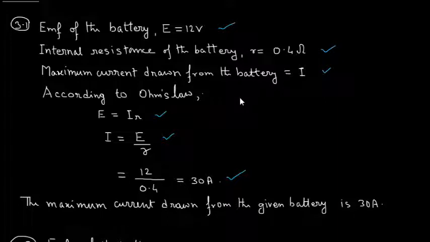So the solution is: EMF of the battery E is equal to 12 volt. Internal resistance of the battery r is equal to 0.4 ohm. Maximum current drawn from the battery is I.